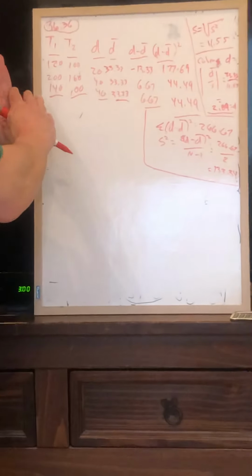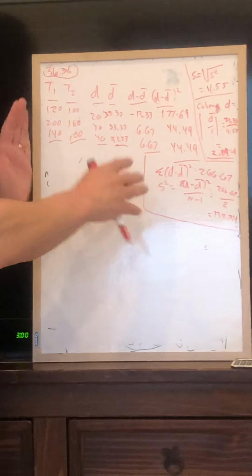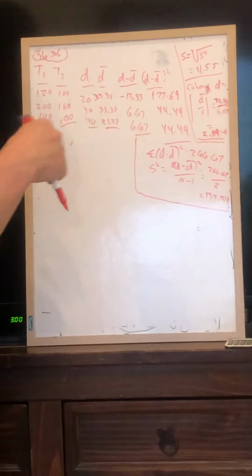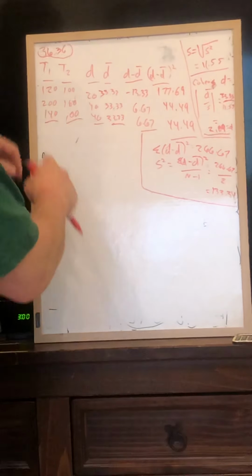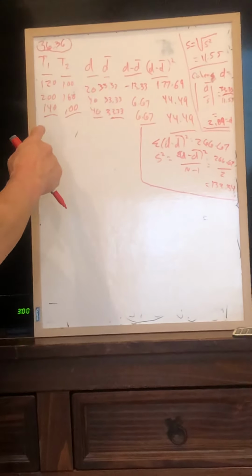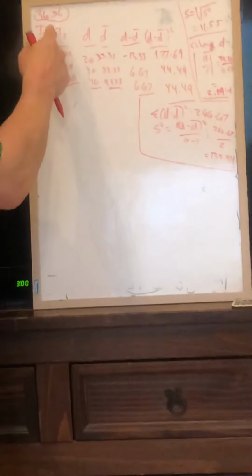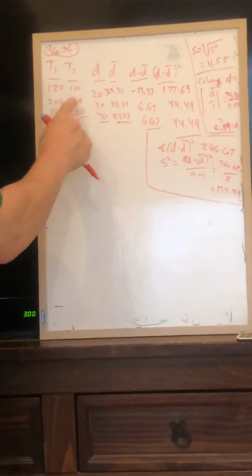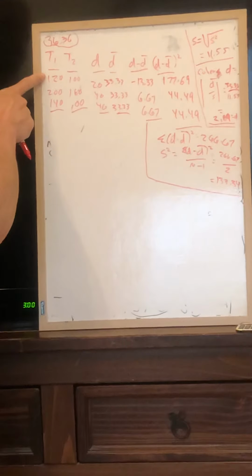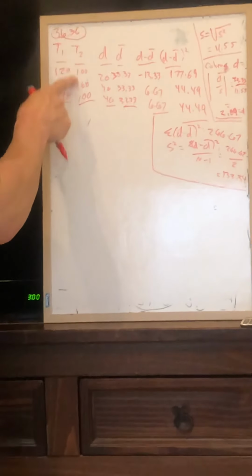Before, I had miscalculated S. So here we have the same numbers, and this little add-in is just replacing the part where I had a little math error. Remember, this is a study where we were looking at whether a particular diet reduced weight. So this is 3 different people. This is their weights at time 1. This is their weights at time 2.